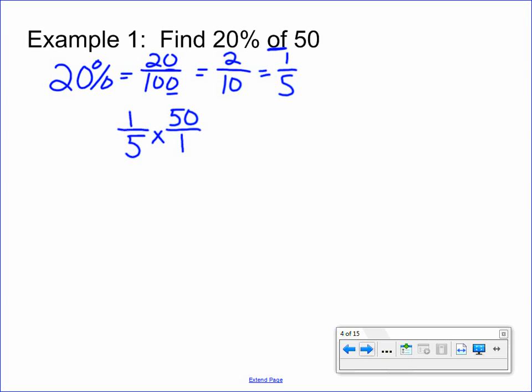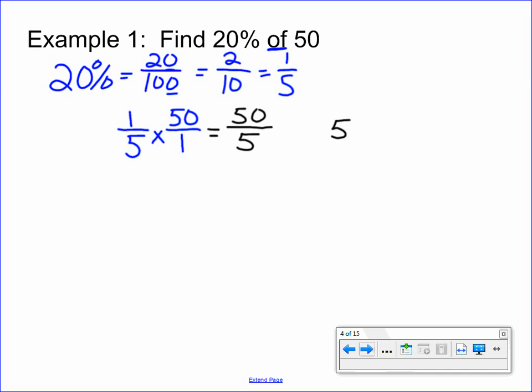So let's work this out then. If I do this, 1 times 50 is 50, and 5 times 1 is 5. So I have 50 over 5. Well, that doesn't help me because I want a number. I don't want a fraction. I want an actual number. What I mean is I want not just a fraction, but a whole number and either a decimal or something along those lines. I don't want just a fraction.